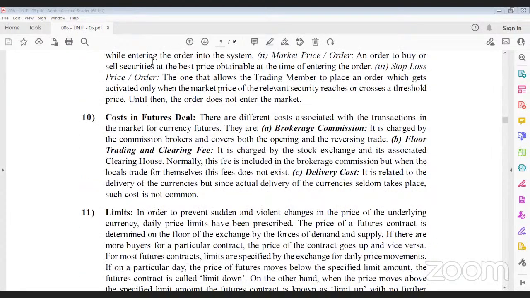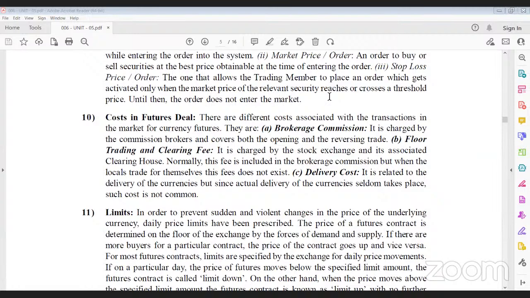Next, we have cost in futures deals. There are three types: brokerage commission, floor trading and clearing fees, and delivery cost. Brokerage commission is a charge for the services the agent or broker renders, covering his services on opening and reversing the trade.